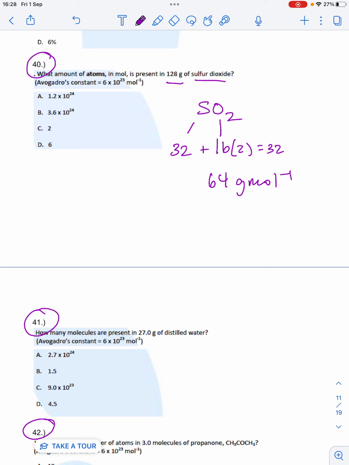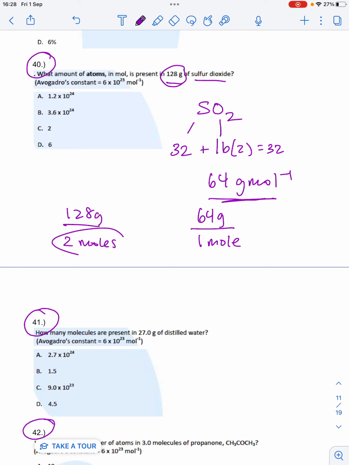All right, well, if I have 128 grams of sulfur dioxide, even without my calculator, I can see that that's twice as big as the molar mass. So remember, the molar mass is the mass of 1 mole. Another way to write molar mass is 64 grams per 1 mole. Okay, well, if I have 128 grams, that means I must have 2 moles. Okay, so that's the moles of SO2. Okay, now let me shrink all this down so we have a little more space.